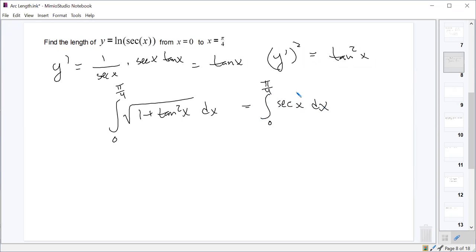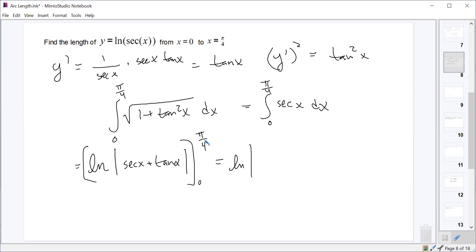And we should have the integral of secant memorized. What's the integral of secant? Natural log absolute value of secant plus tangent. Good. And we'll evaluate that from 0 to pi over 4, which will give us natural log absolute value of the secant of pi over 4 plus the tangent of pi over 4. What's the secant of pi over 4? Root 2. And the tangent of pi over 4 is? 1. And then minus natural log absolute value of secant of 0 is?